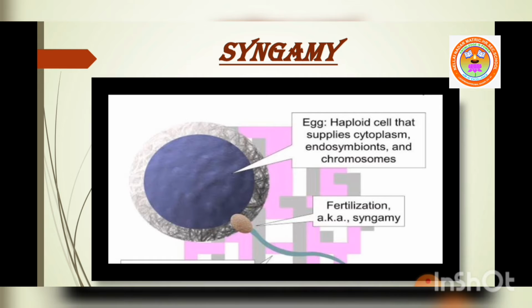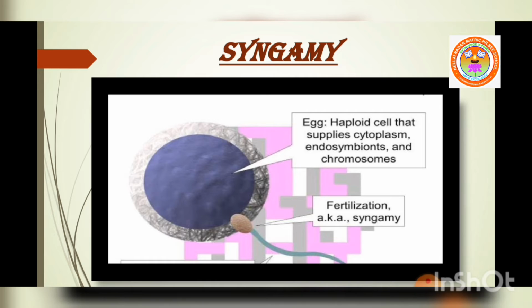So syngamy is also known as fertilization. One more type, conjugation. So here there is no formation of gametes and fusion of gametes. Transfer of genetic material from one parent to the next parent takes place. That is called conjugation.